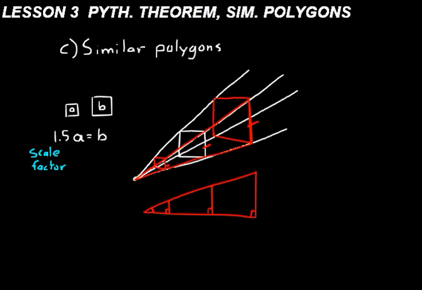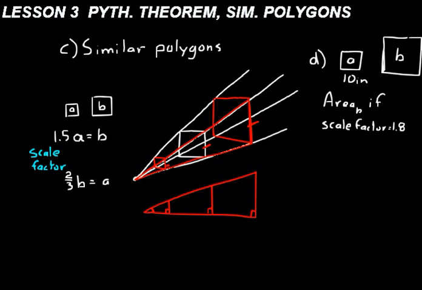This can work in the opposite way too. Side B is 2/3 of A. So 2/3 times B equals A. There's another scale factor, 2/3. A factor is something you multiply by something else, right? The scale factor is another way of thinking of proportional sides, right?